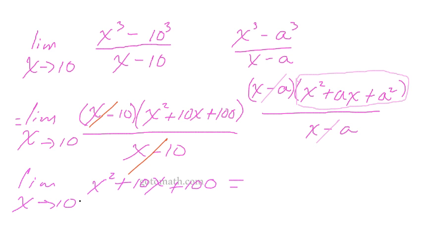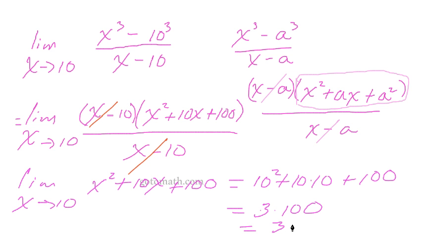And now of course we can go ahead and do our direct substitution. So we end up with 10 squared plus 10 times 10 plus 100. And so we could actually rewrite this, since there's 3 100s, right? And that should give us 300 as our final limit. So this limit would be equal to 300.